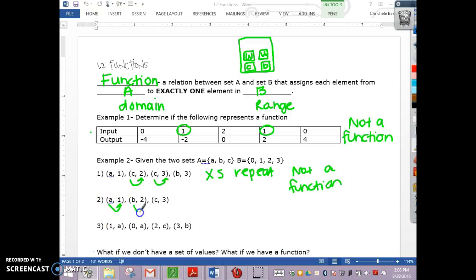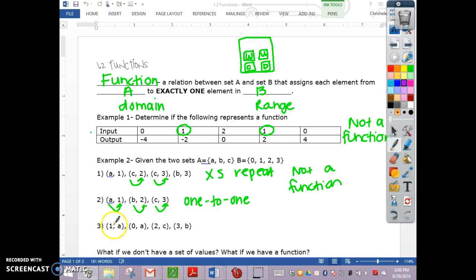A goes to 1, B goes to 2, C goes to 3, that's fine. They all match up. We didn't use the 0 out of here, that's not a big deal. We would call this a one-to-one function because every x goes to exactly one y.